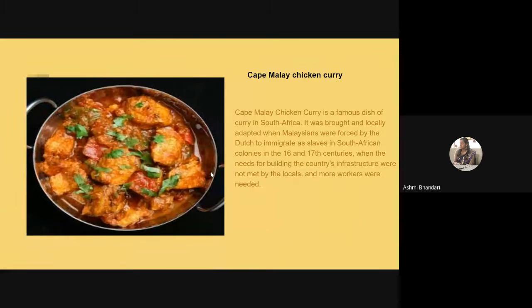This was in the colonies in the 16th and 17th century, when the needs of building the country's infrastructure were not met by locals and more workers were needed. Along with the chicken curry, we also decided to add some yellow rice. Next slide.